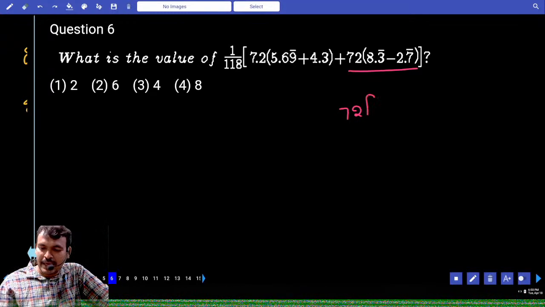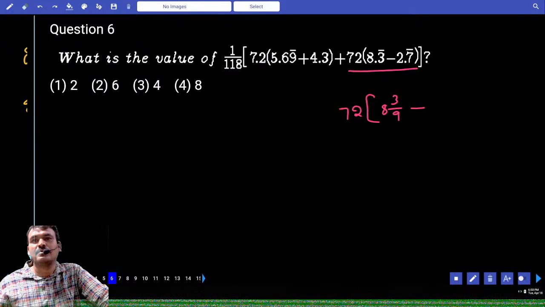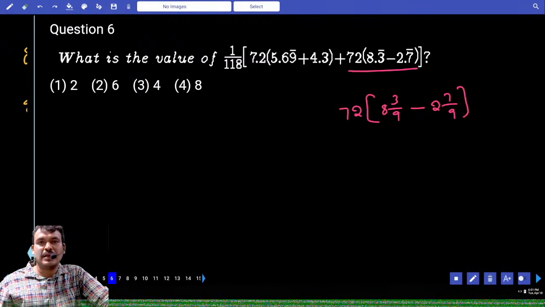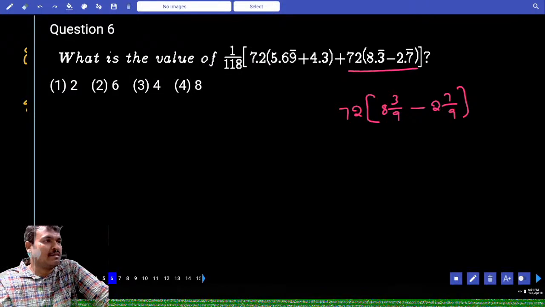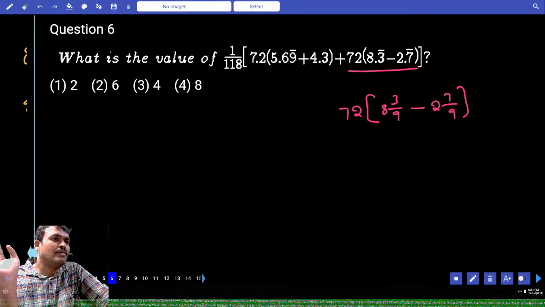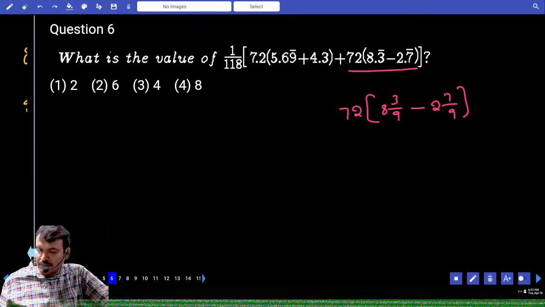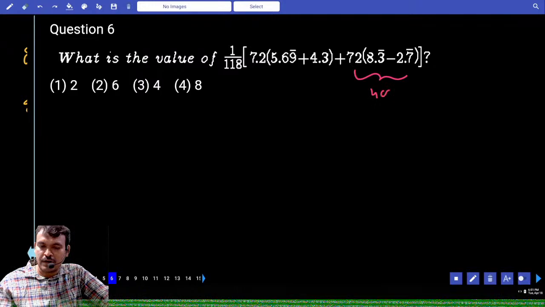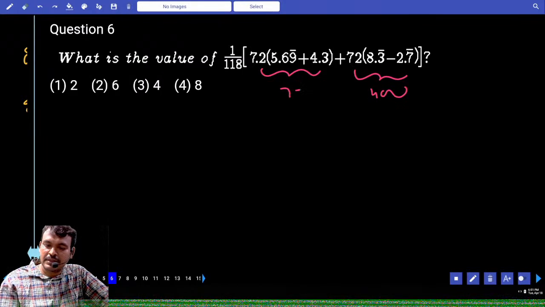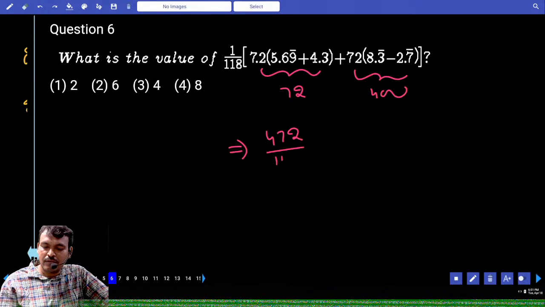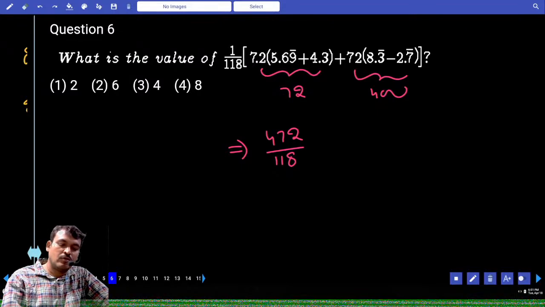72 into 8.3 bar, that is written 83 by 9, minus 2.7 bar, 27 by 9. 83 by 9, 75 by 9; 27 by 9, 25 by 9. The difference is 50 by 9. 9 how many times 72? 8 times. 8 into 50, total it is 400. Already this one we are getting 72, then total it is 472 divided by 118, how many times? 4 times.